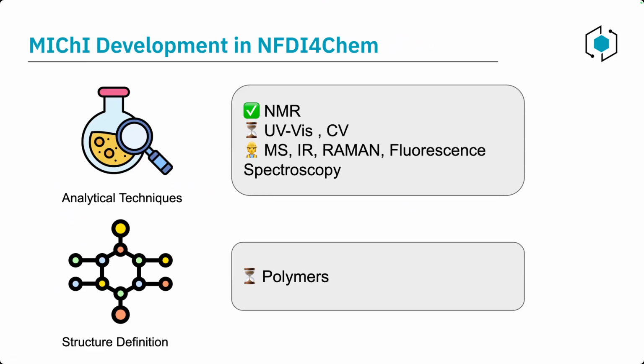First, the analytical techniques, including NMR, which is already finished, UV-Vis, and CV. CV means cyclic voltammetry. They are still work in progress. And also MSIR, Raman, fluorescence spectroscopy, which are still in planning. And other than the analytical techniques, we also work on structure definition, which could be like the case in polymers, which is still work in progress.